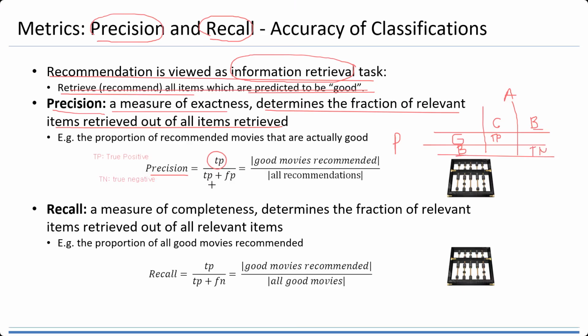What about FN and FP? FP is false positive. False positive means the actual is bad, but the prediction is positive.